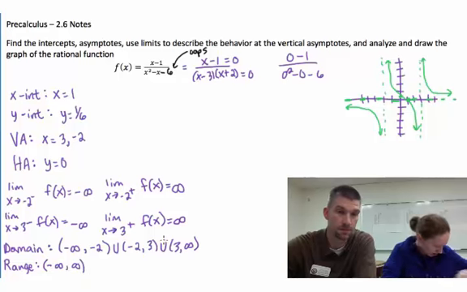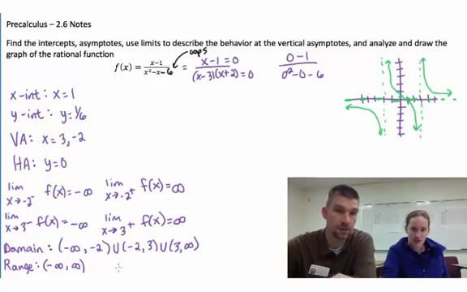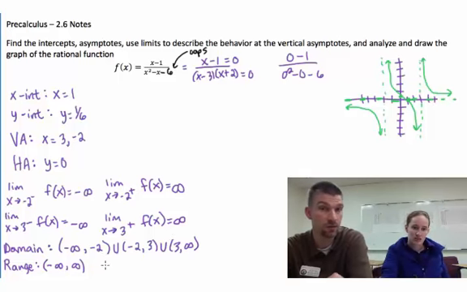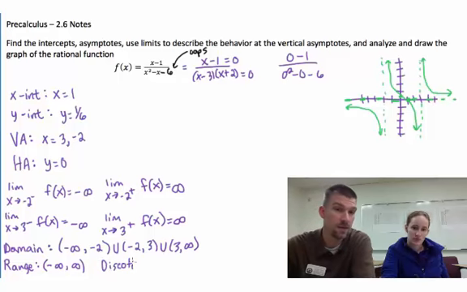Perfect. Let's see. What's after domain and range? Continuity. We are not continuous, and the reason we're not continuous is because we have a vertical asymptote. So anytime that you get a vertical asymptote, your graph automatically becomes discontinuous.